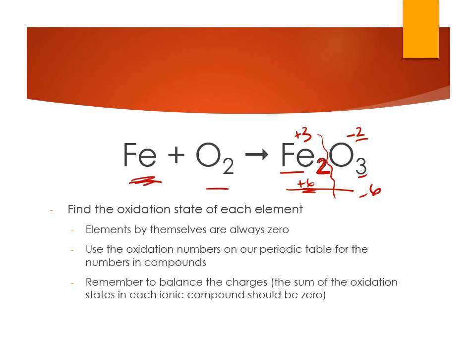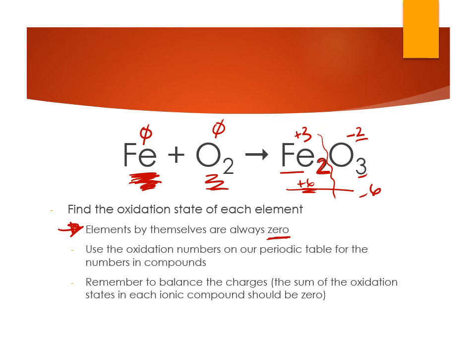But what about iron by itself and oxygen by itself? Elements that are neutral, that have not yet given away any electrons or gained any electrons, have oxidation states of 0. This iron here has an oxidation state of 0 because it's neutral. It has not yet given away any electrons. The oxygen here has an oxidation state of 0. It's an element by itself. It has not yet gained any extra electrons.